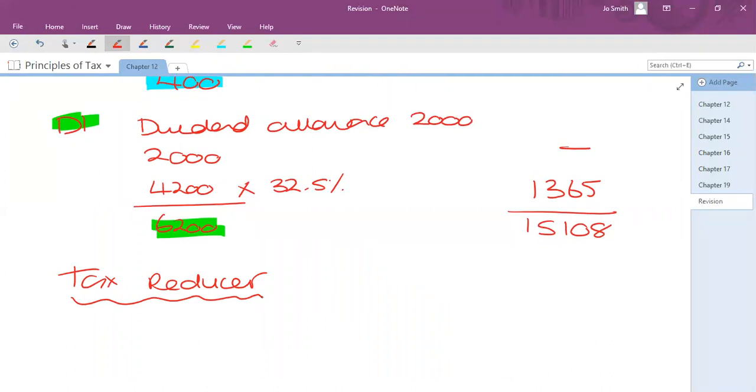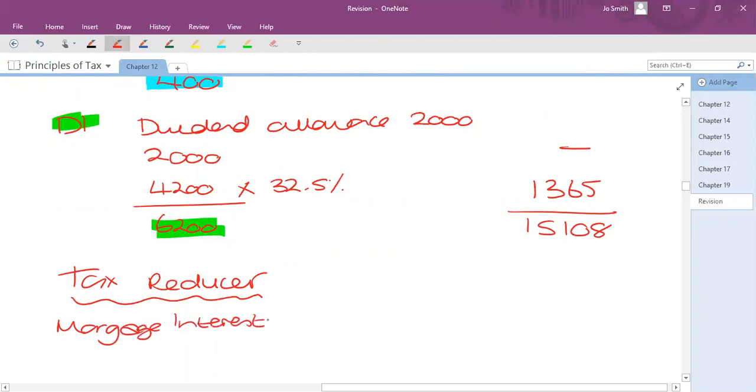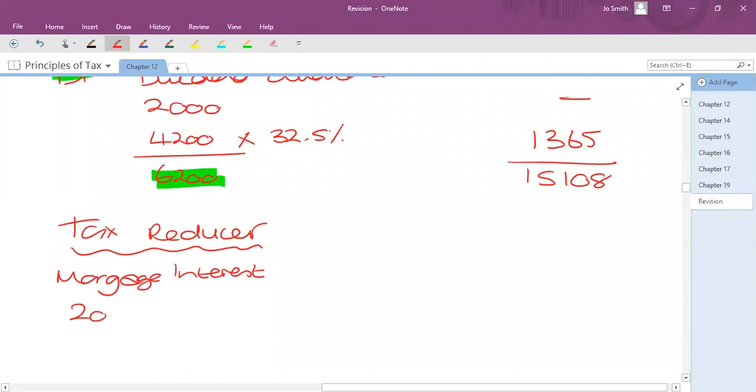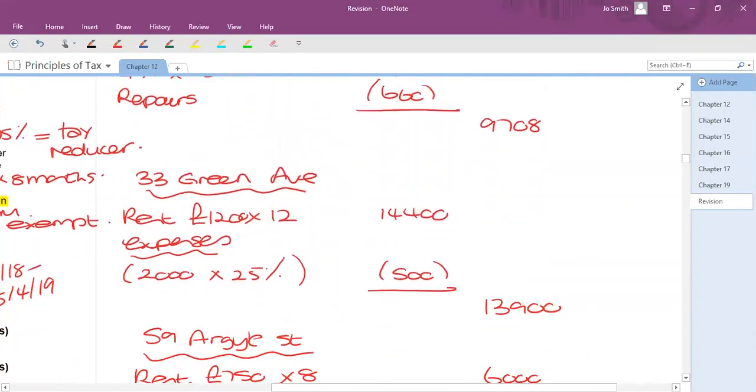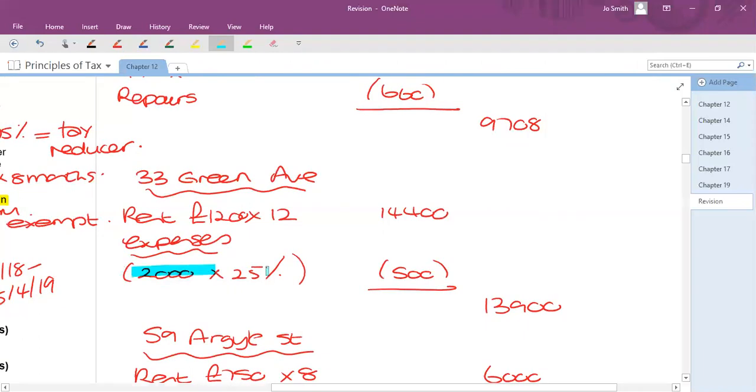So if you give some of your personal allowance away, or you receive some of it from your spouse because they haven't got any income to use their allowance against, that would be another example of a tax reducer. So this is to do with the mortgage interest. And if you remember, the interest was 2,000 on, what was it, property 33 Green Avenue. Do you remember this up here?